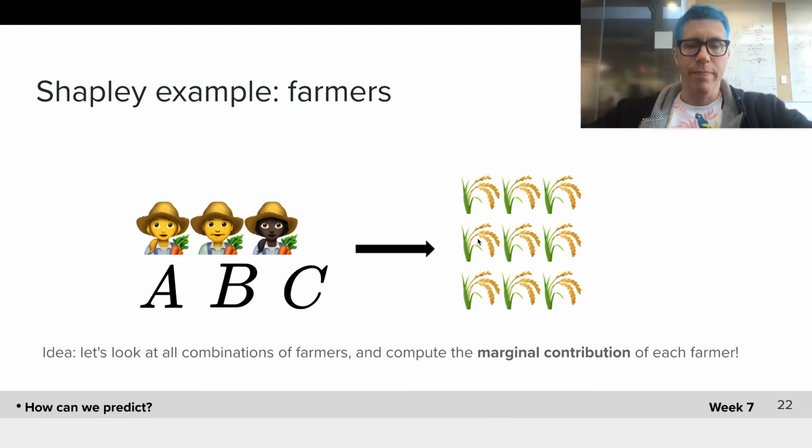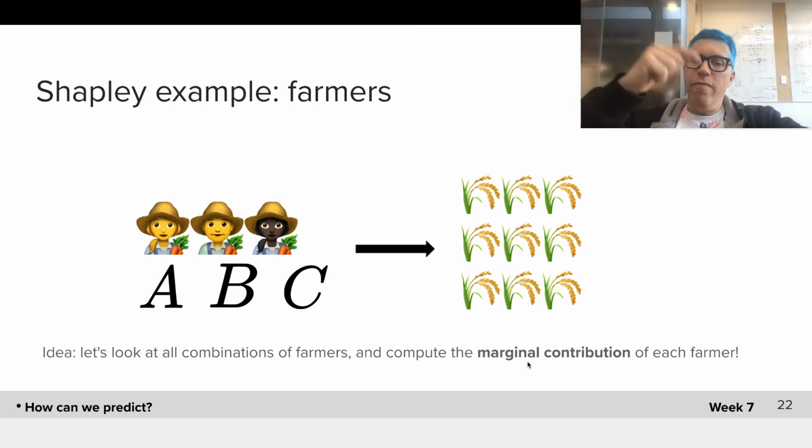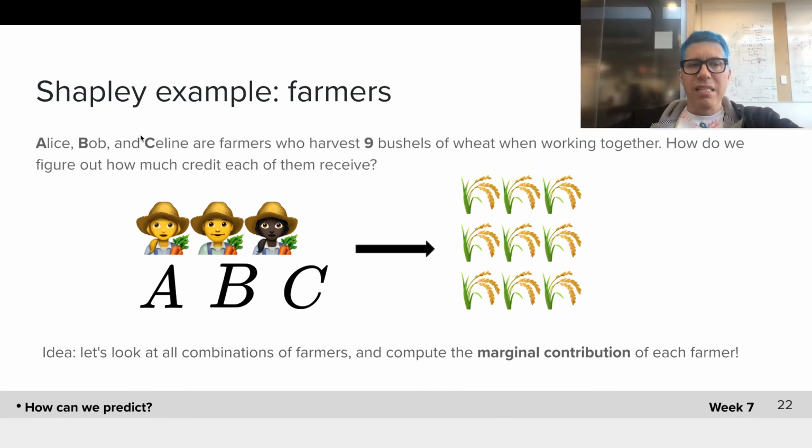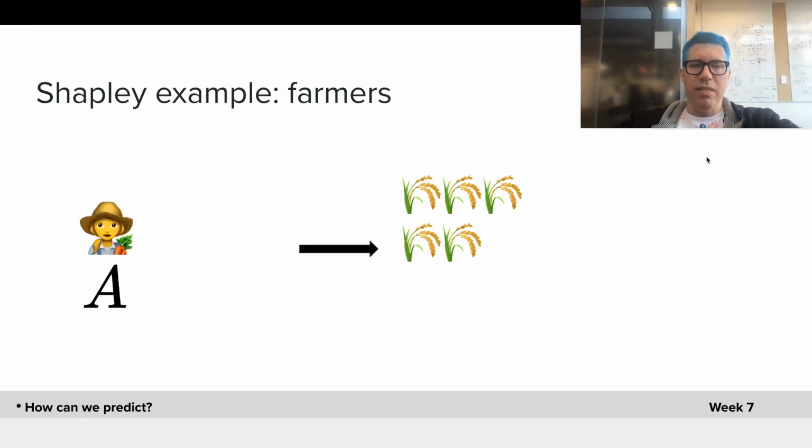So here's an idea. We have 3 farmers, A, B, and C. Jointly those 3 farmers produce 9 bushels of wheat. What we want to look at is to compute the marginal contribution of each farmer, which is what does this one farmer add to what the group does. So we have Alice, Bob, and Celine, they're farmers. They have 9 bushels of wheat together when working together. How do we assign how much credit everyone receives?